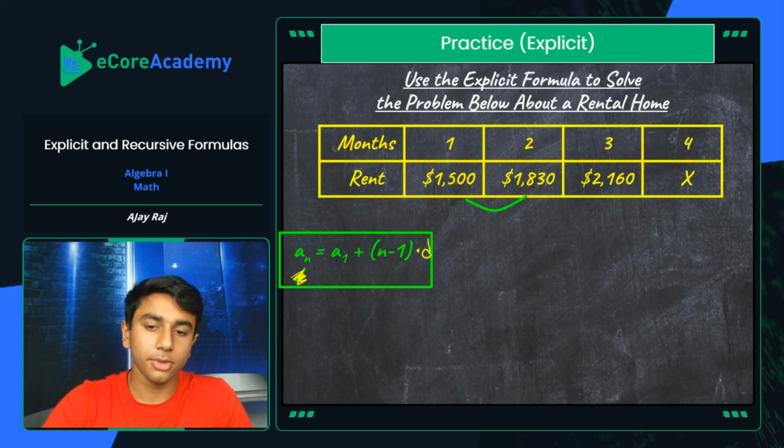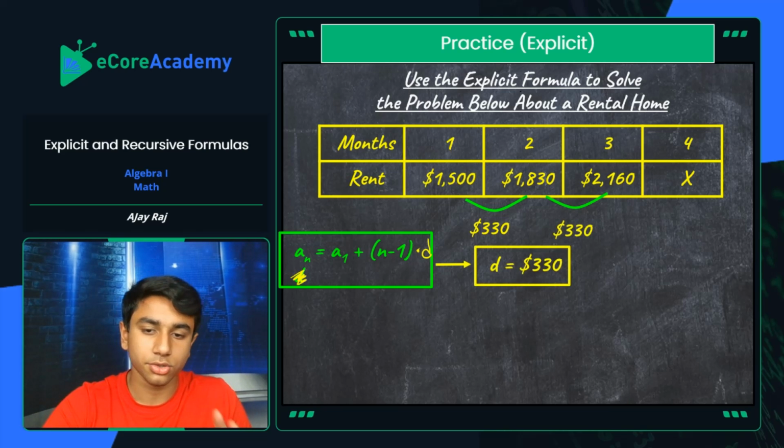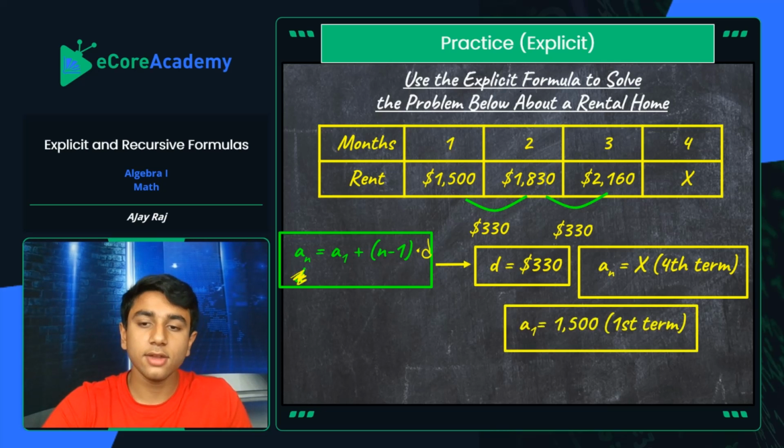So let's calculate what the common difference is first. So we see that $1,500 and $1,830, the difference between them is $330. And then the difference between $1,830 and $2,160 is also $330. So that's going to be our common difference here. So d equals $330. Then, of course, we're going to substitute x for our a of n. A of n is going to be our fourth term, so we're calculating for the fourth term as x. And then finally, a of 1, the very first value, the initial value of the sequence, is going to be $1,500, and it's, of course, our first term, as shown in a of 1 as a subscript.